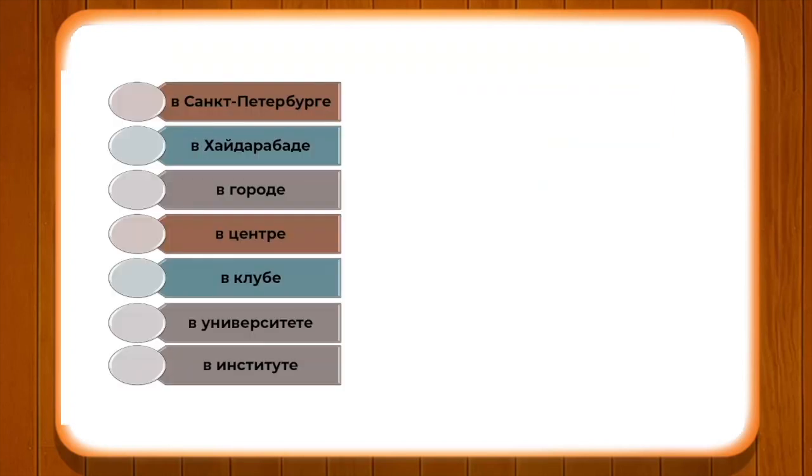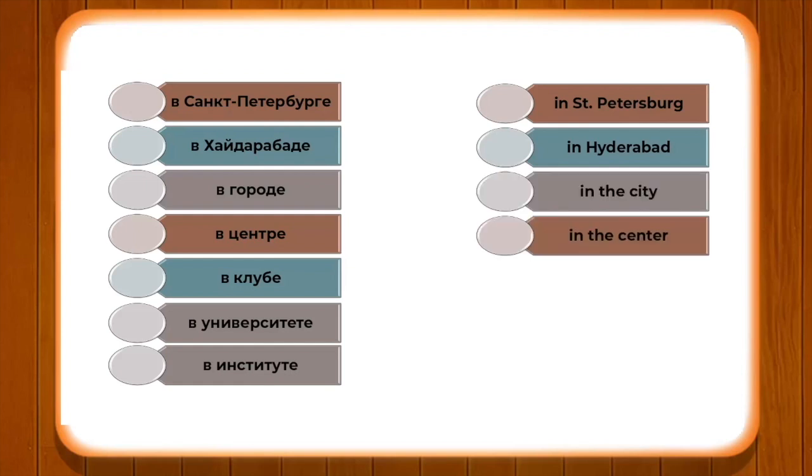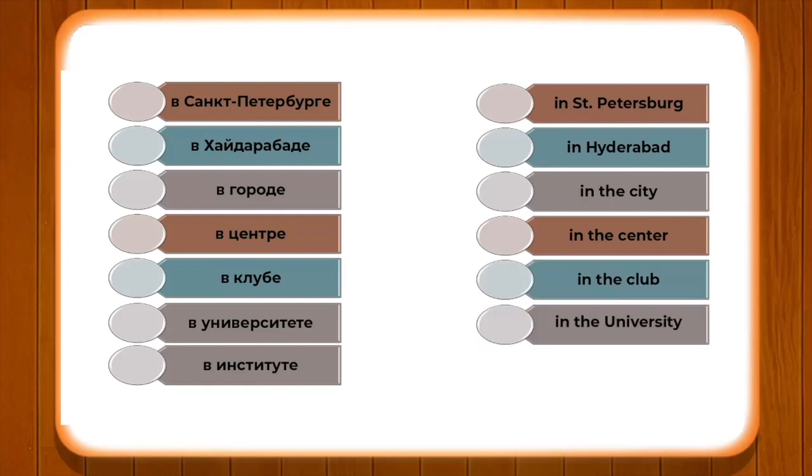В Петербурге means in St. Petersburg. В Хайдарабаде, in Hyderabad. В городе, in the city. В центре, in the center. В клубе, in the club. В университете, in the university. And в институте, in the institute.